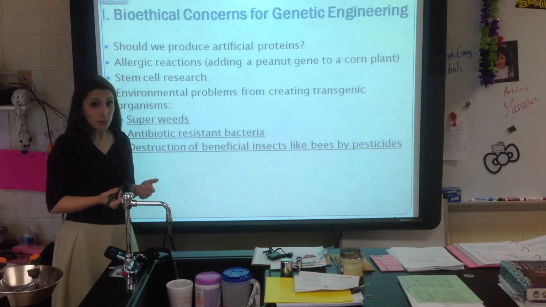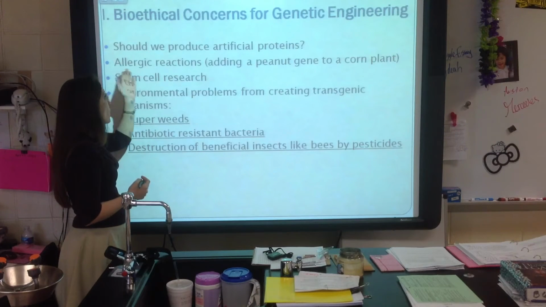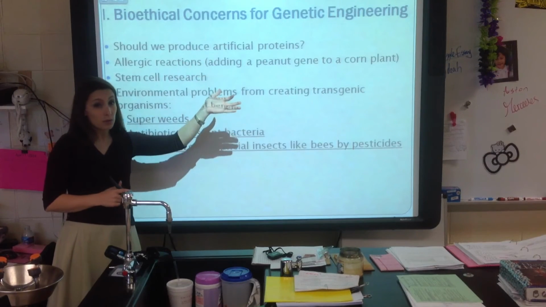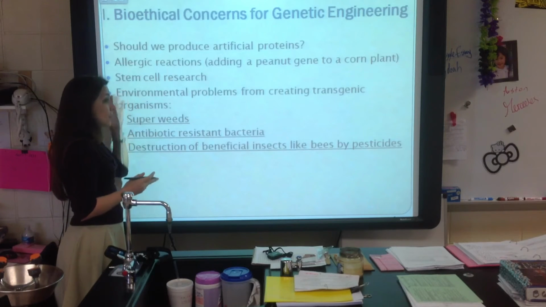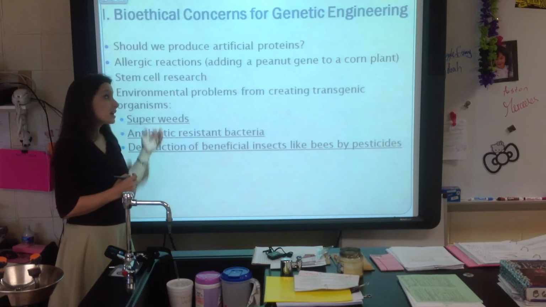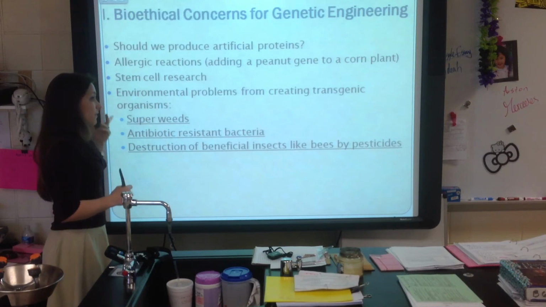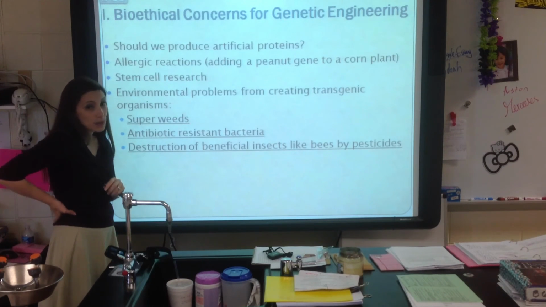Now, if you have someone in your family who's really sick, you would give anything for them to be healthy, and so genetic engineering might be the right decision. However, we are worried sometimes about allergic reactions. If we add a peanut gene to a corn plant, does that mean that someone will now have an allergic reaction to it? Stem cell research is used on a lot of these experiments with transgenic organisms, and some people aren't sure about whether we should be using stem cells. There are also environmental problems, creating superweeds, antibiotic-resistant bacteria, and destruction of beneficial insects like bees by pesticides.